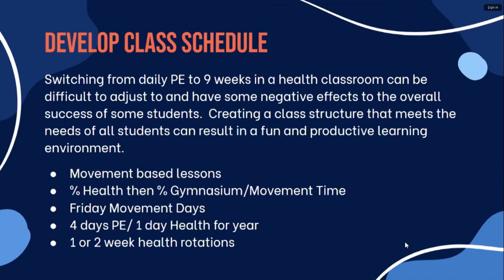Another way is to do a certain percentage of time with health and then a certain percentage of time in the gym or movement. So specifically creating your day-to-day class schedule with maybe 75% of it you're doing health work, and then 25% you're going out and you're moving: walk and talk, going to the gym, going to a movement room, depending on what you have access to.